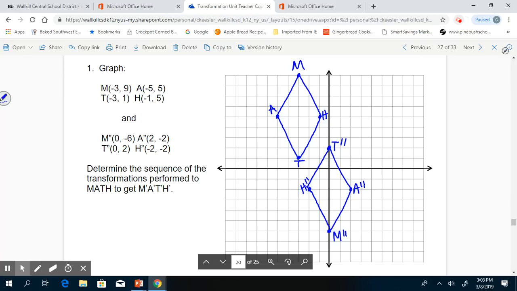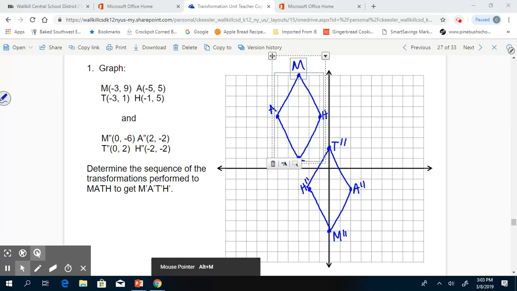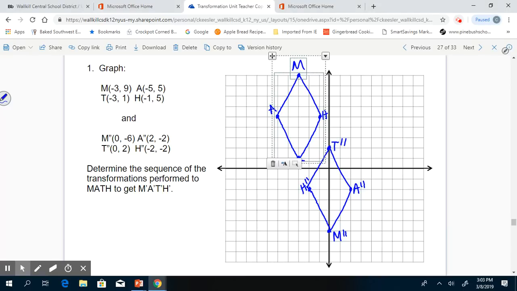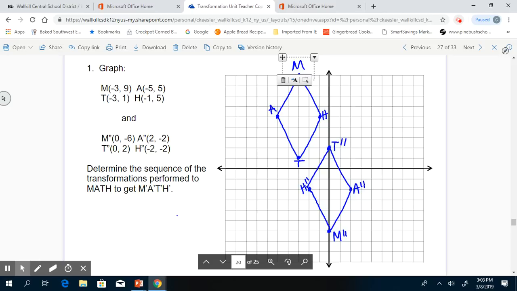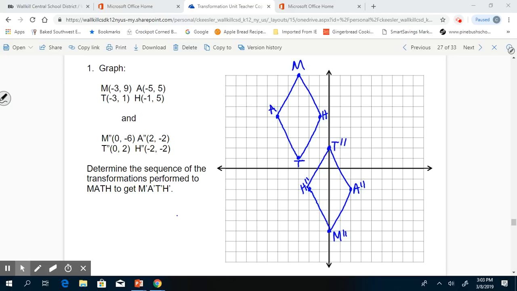So if you take a look at the letters, that's going to help you out big time. So notice in our first shape, the M is all the way up at the top. So right here is our M. Okay, and then in the lower shape, our M is all the way at the bottom. Okay, so that is a hint that it was either rotated or reflected.